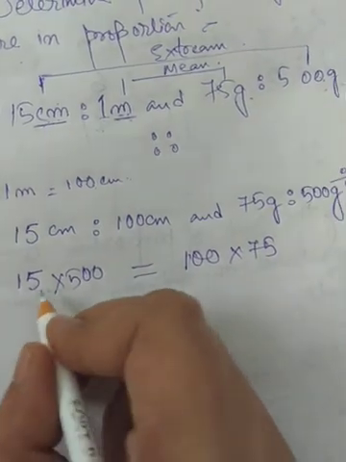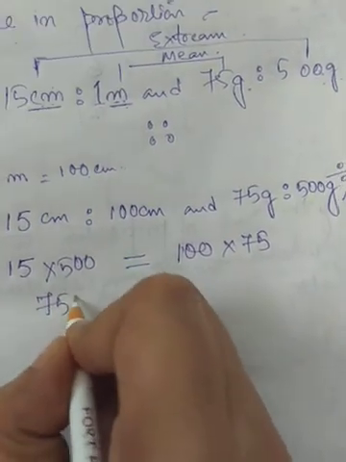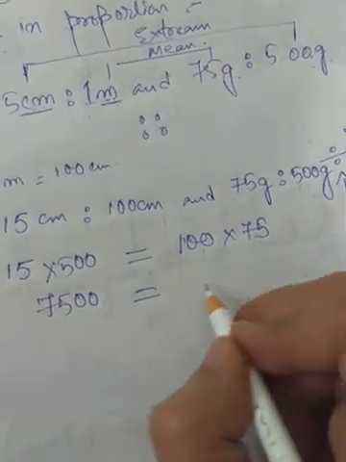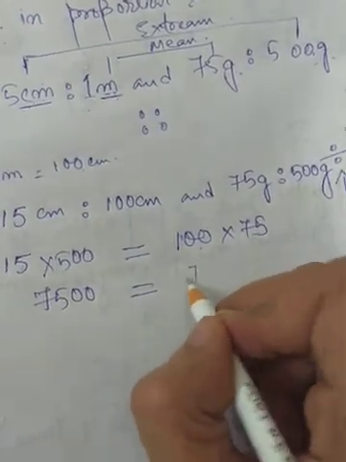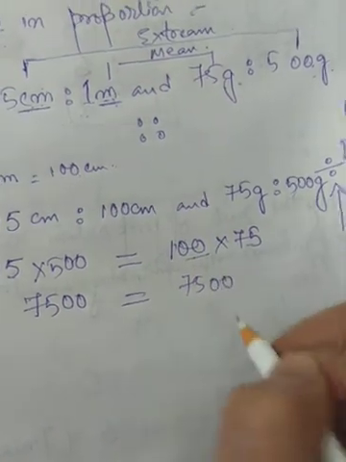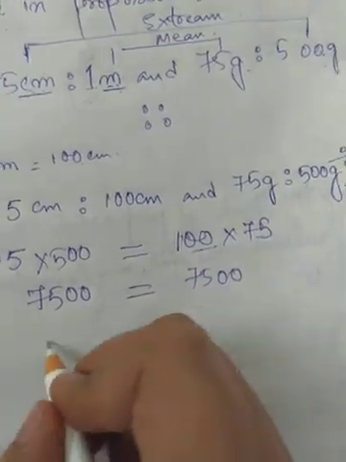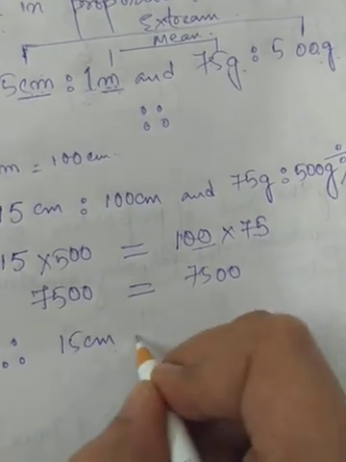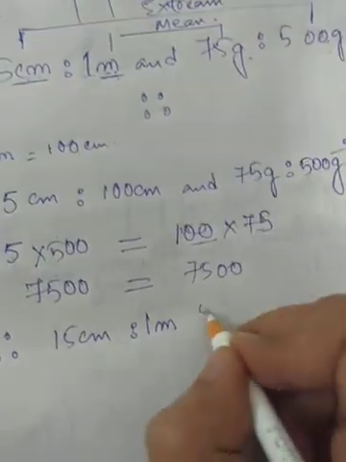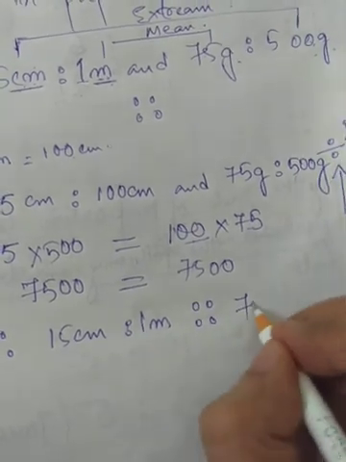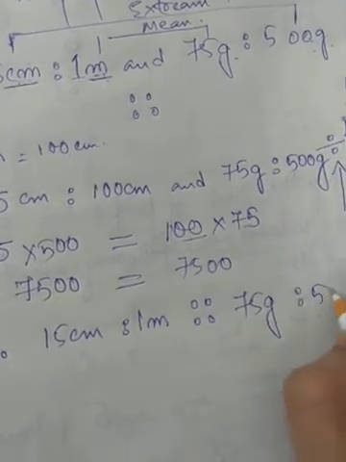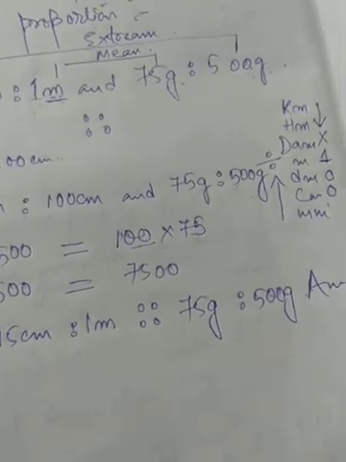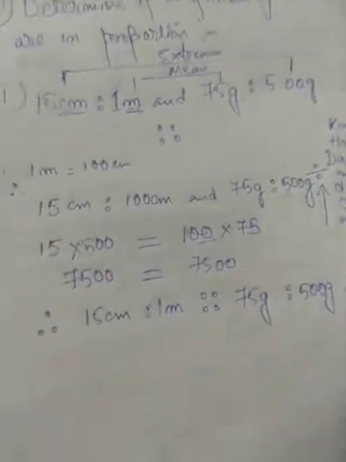15 times 500 is 7500, and this is also 7500. 75 into 1 is 75 and 2 zeros. So it can be said, therefore, that 15 centimeter is to 1 meter are in proportion. Clear, student? And this will be the answer. Okay.